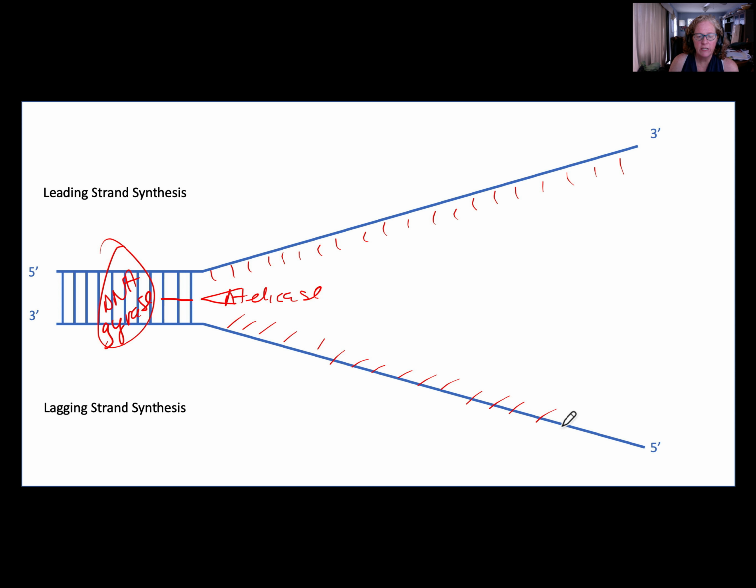I'll just put some bases in here for you. And in our next step, we're going to lay down a primer. So I'm going to just come over here. Here we have our primer. I'm just going to write primer here.